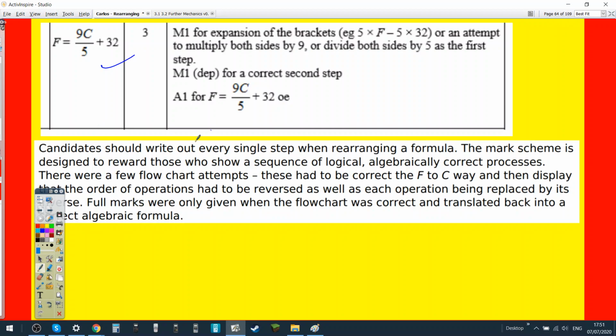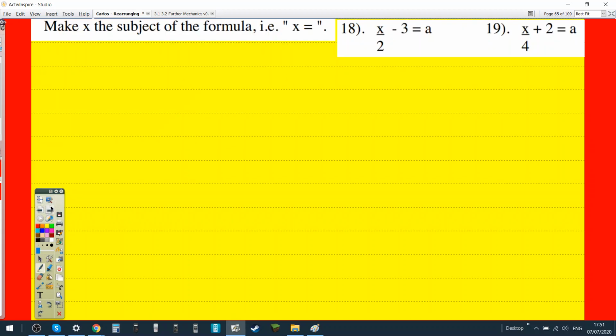No. Okay, so this is just pure algebra then. Just do the opposite each time, using reverse order of BIDMAS. How do you do the first one? The first one, reverse order of BIDMAS.